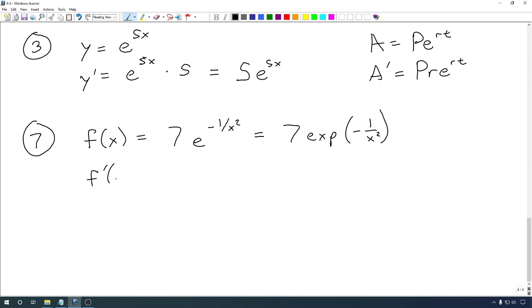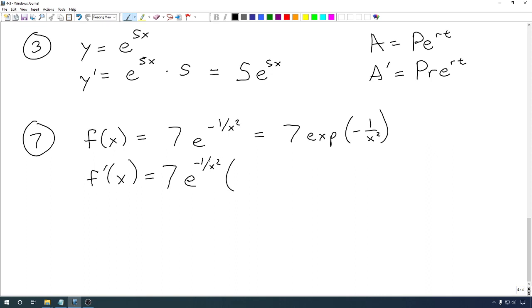Alright, so we want to differentiate this thing. Like I said before, the 7 is just a constant. It just sticks around. We have e to some power. We differentiate that. We just still have e to that same power. But now we need to also multiply by the derivative of the inside. We need to multiply the derivative of that stuff in there. What is the derivative of negative 1 over x squared?